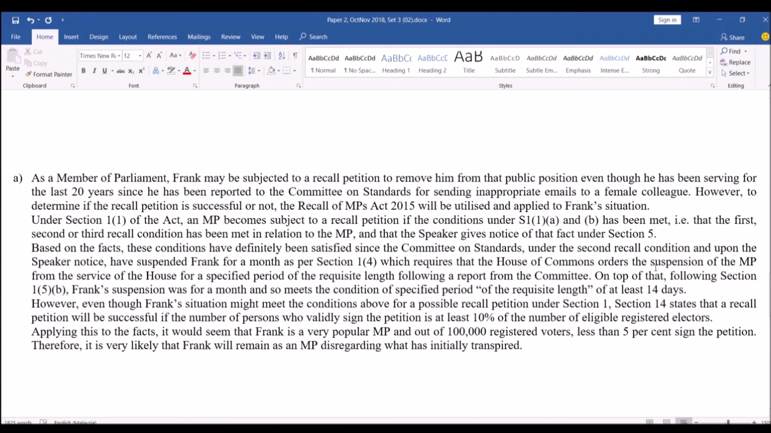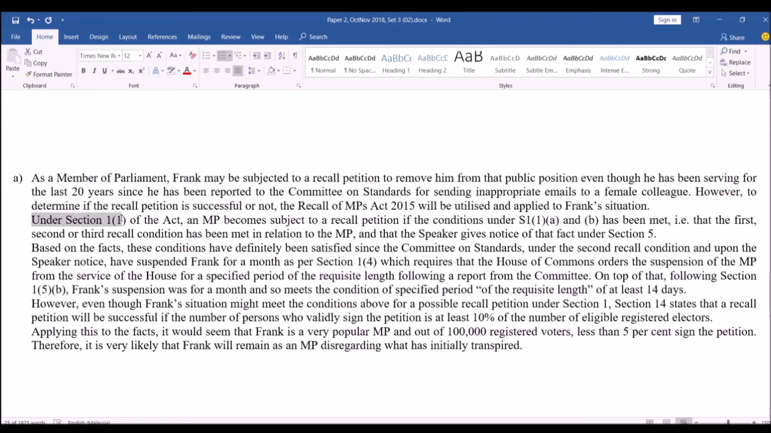Right, so for question A, as a member of parliament, Frank may be subjected to a recall petition to remove him from that public position, even though he has been serving for the last 20 years, since he has been reported to the Committee of Standards for sending inappropriate emails to a female colleague. However, to determine if the recall petition is successful or not, the Recall of MPs Act 2015 will be utilized and applied to Frank's situation.